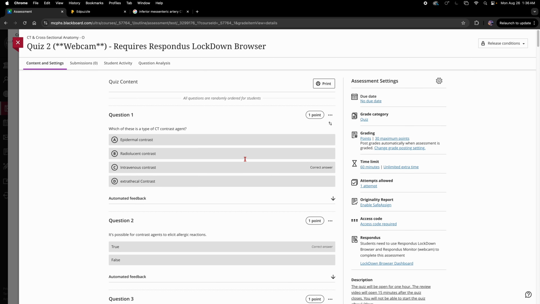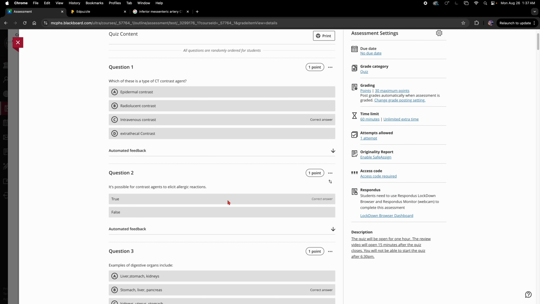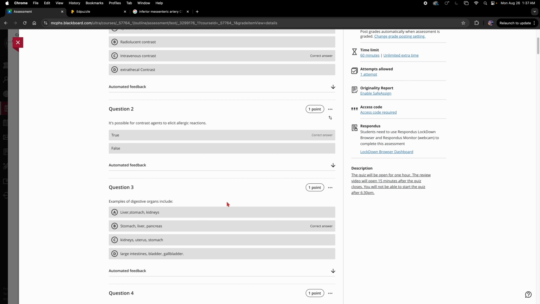Question 1. Which of these is a type of CT contrast agent? Epidermal has to do with the skin, not a thing that we typically do in CT. Radiolucent contrast, not a thing. Intravenous contrast is the only option here. Question 2. It's possible for contrast agents to elicit allergic reactions. The obvious answer here is true.